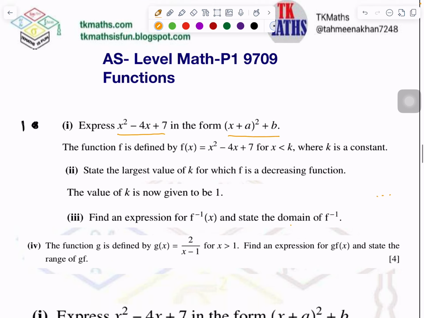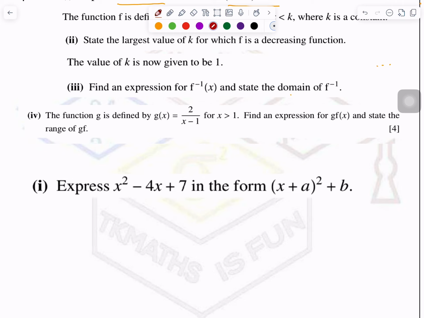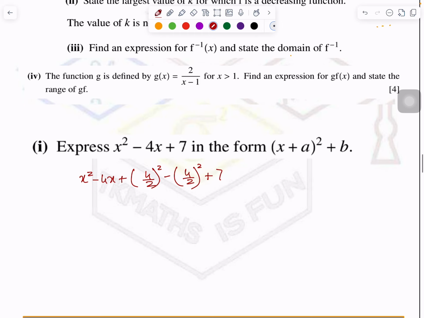So let's do it here. The technique is you take the coefficient of x power 1, which is 4 here, halve it, meaning divide by 2, square it, and the same term you subtract also. If you add and subtract the same term in the expression, it doesn't change the question, right? The balance of the equation remains the same.